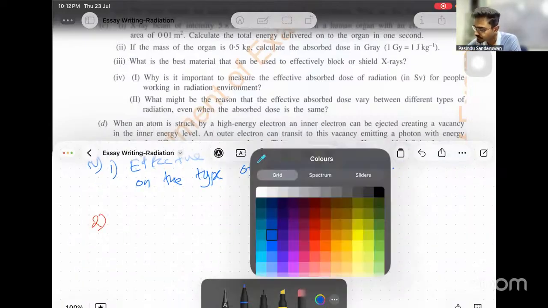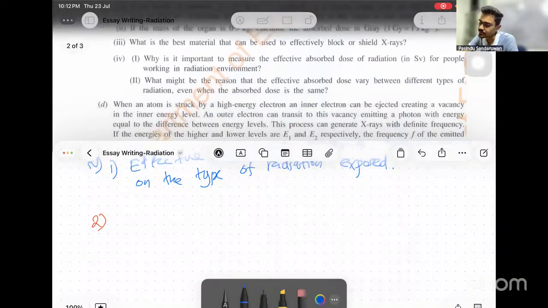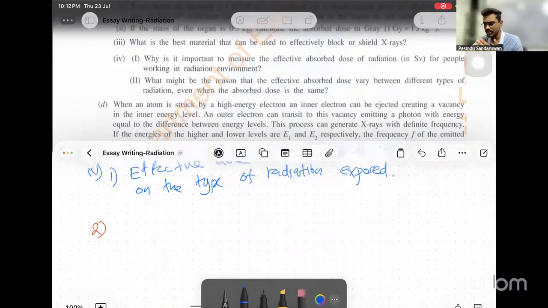Second one: what might be the reason that the effective absorbed dose varies between different types of radiation, even when the absorbed dose is the same? That's what I told you, it depends on the type of radiation. To measure it, we have something called the Q factor in the radiation industry. So the Q factor is different, or the biological impact is different, depending on the type of radiation.